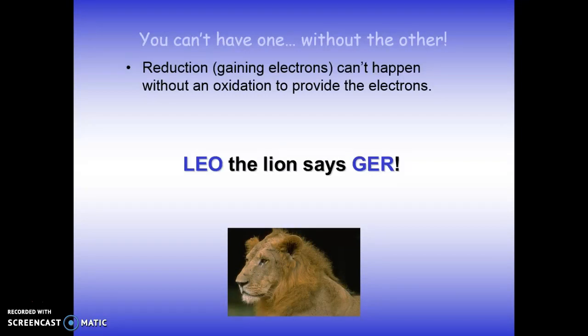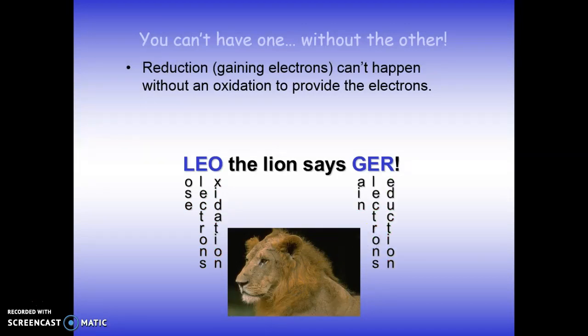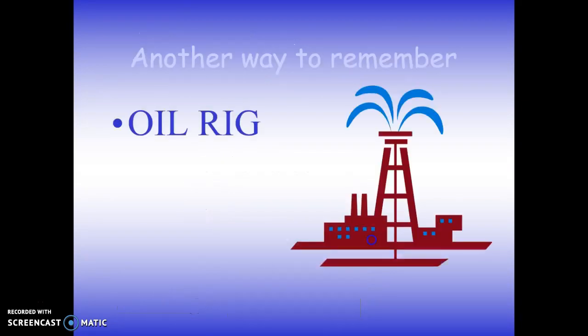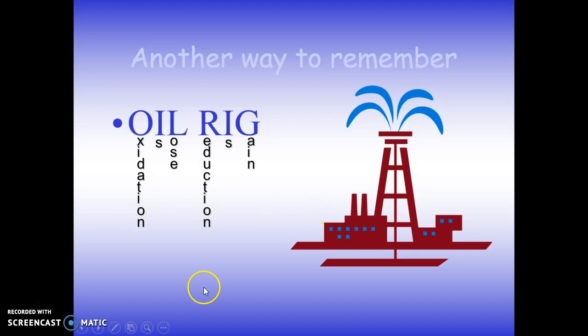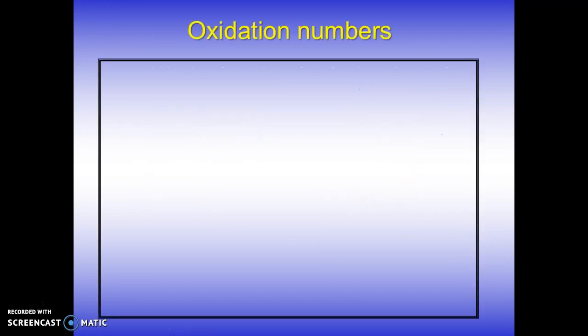So two ways to remember it. You can remember Leo the lion says grr. So you've got loss of electrons is oxidation, gain of electrons is reduction, and Leo says grr. So that's one way that you can remember it. You can also remember OIL RIG: Oxidation Is Loss, Reduction Is Gain. So you're an animal fan or you're a race car fan, I don't know. But two ways that you can remember what oxidation is and what reduction is.